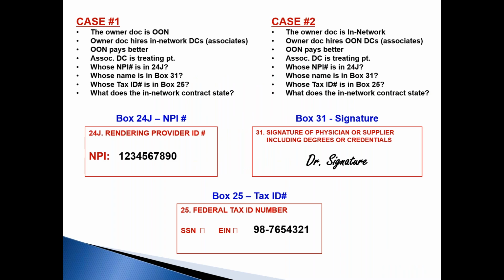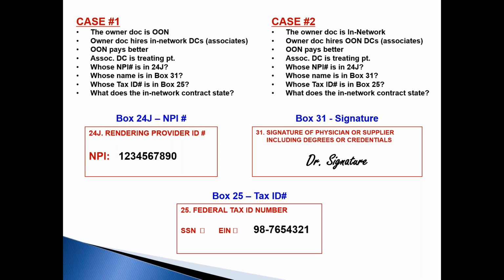You know, there's all these different scenarios. The owner doc's out of network. The owner doc hires an in-network associate. Out of network pays better. Who's treating the patient? Whose NPI number is in 24J? Whose name is in 31? Whose tax ID number is in 25? Should it be the associate doctor's tax ID or social security number because maybe they're an independent contractor?